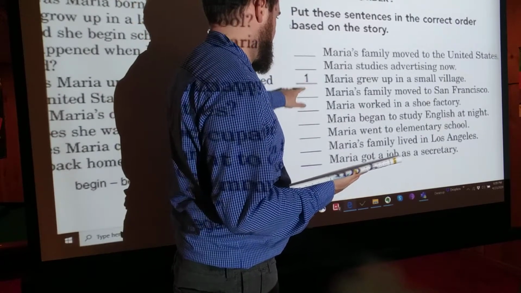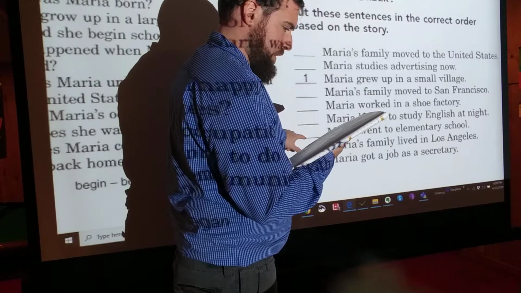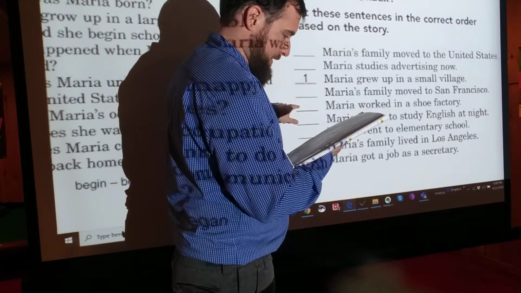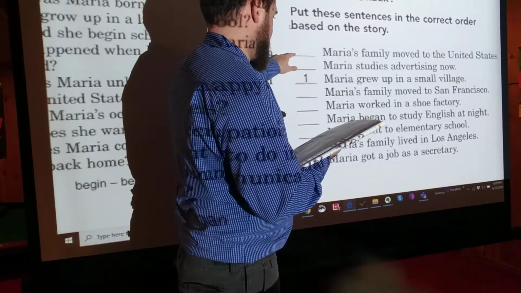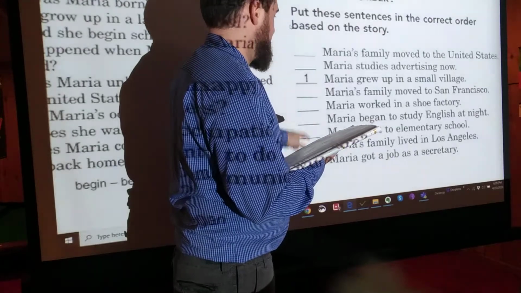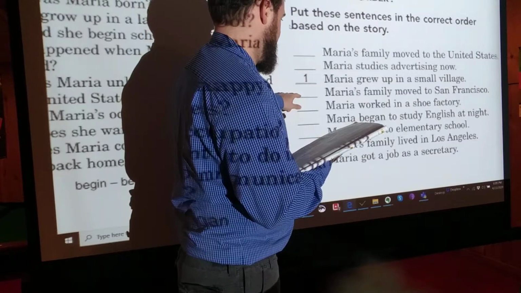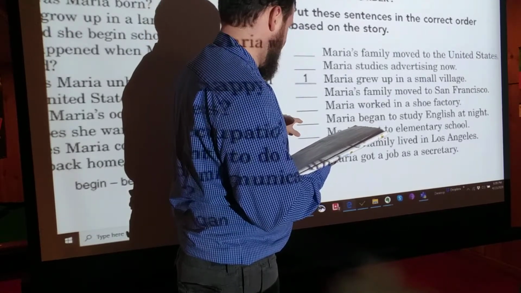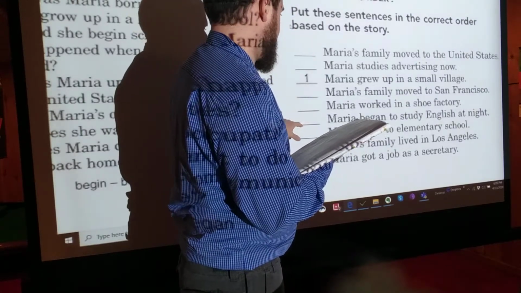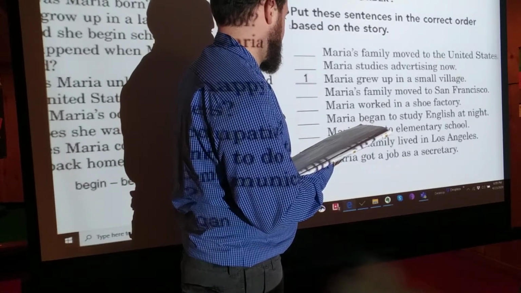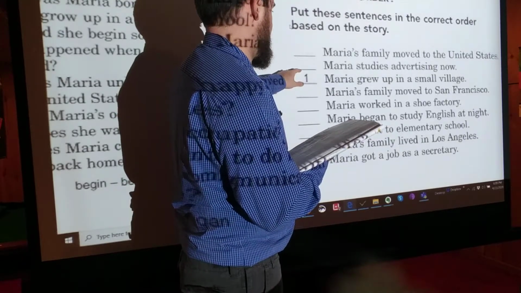She grew up in a small village, okay? Then, number 2, she went to elementary school. Number 3, she worked at a shoe factory. Number 4, her family moved to the United States. Number 5, her family moved to Los Angeles. Number 6, her family moved to San Francisco. Okay. Number 7, she began to study English every night. Number 8, Maria got a job as a secretary. And number 9, Maria studies advertising now.